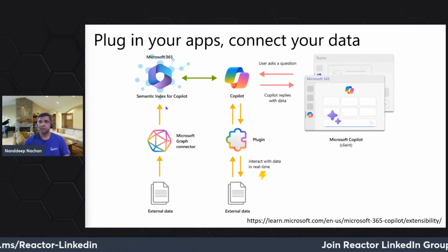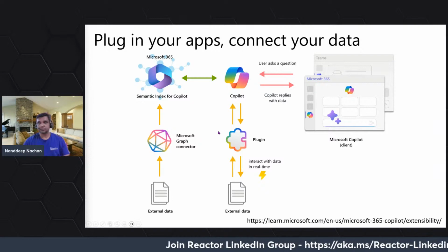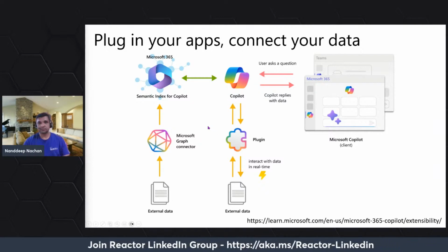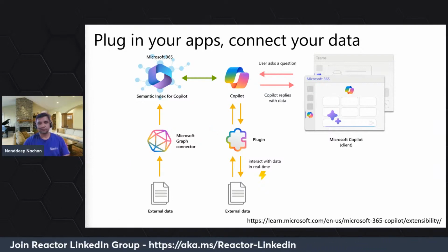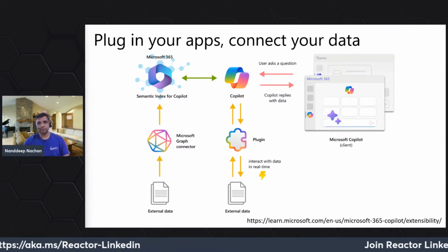You can build plugins by building a Microsoft Teams message extension or a Power Platform connector. If you already have a message extension or a Power Platform connector, then you already have the foundation to create a plugin for Copilot.